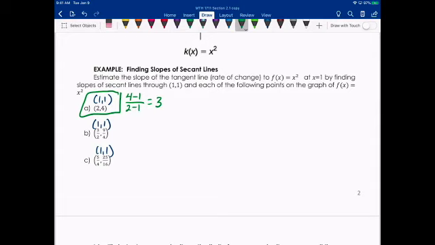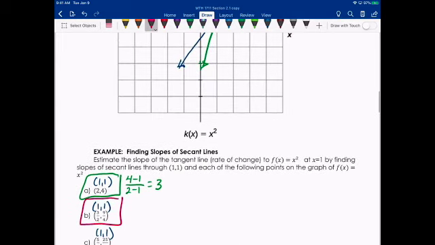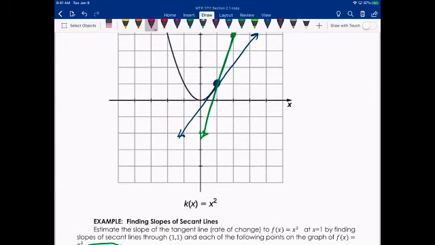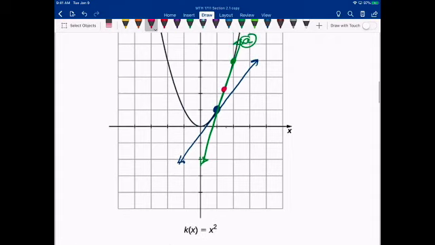Then for the next point, let's do this one in pink. I want to do the point at x equals 1 1/2, 3/2. So I come over to 1 1/2. Now I'm using this point and my x equals 1. And I'm going to try to get a closer estimate to the slope of the blue line.